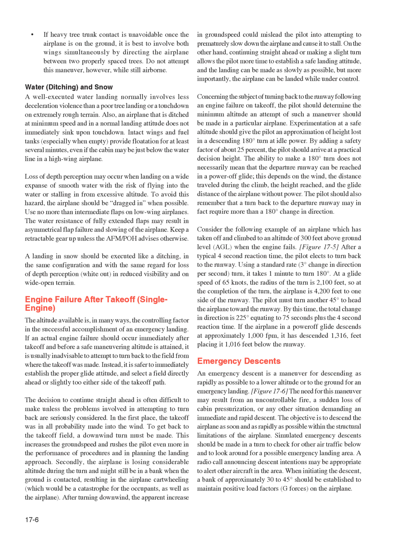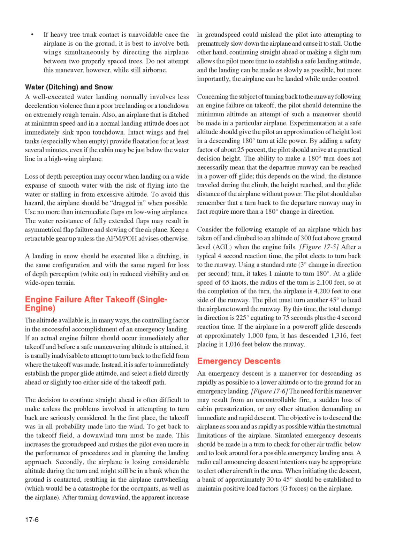At a glide speed of 65 knots, the radius of the turn is 2,100 feet, so at the completion of the turn, the airplane is 4,200 feet to one side of the runway. The pilot must turn another 45 degrees to head the airplane toward the runway. By this time, the total change in direction is 225 degrees, equating to 75 seconds plus the 4 seconds reaction time. If the airplane in a power-off glide descends at approximately 1,000 fpm, it has descended 1,316 feet, placing it 1,016 feet below the runway.